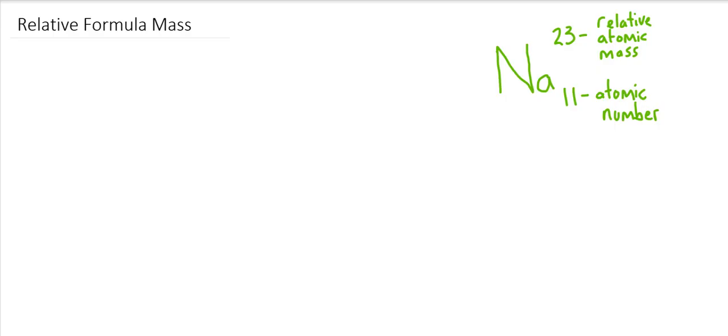Hi guys, and welcome to another video where we're going to be looking at relative formula mass. Before we get onto relative formula mass, you need to understand what the term relative atomic mass means. Relative atomic mass is given the symbol capital A with a subscript R. If you take a look at this element that we've got on the board, you'll notice that every element has two numbers attached to it.